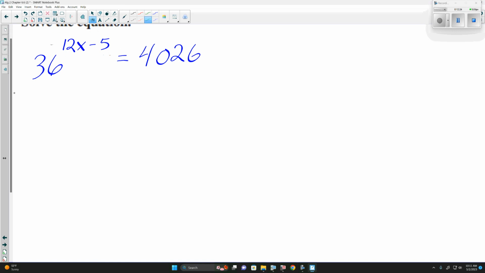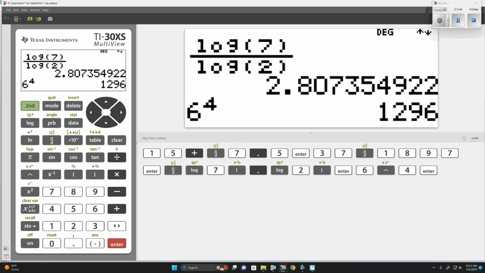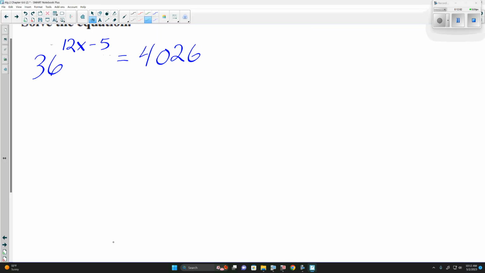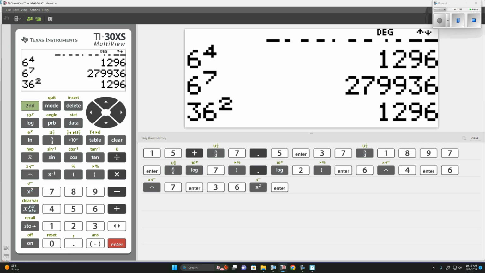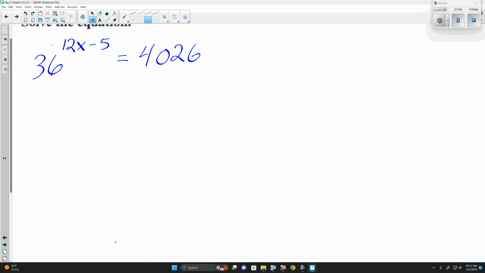So I want to look at this one here next because I think we're actually almost through with the notes, or at least this part, because we'll deal with some others here in a minute. I want to look at this one here because we do have 36 and 4026. Now, in the calculator, let's see here, 6 to the 4th, is that 6 to the 7th? No, 4026, like 36 squared, 36 cubed. Okay.